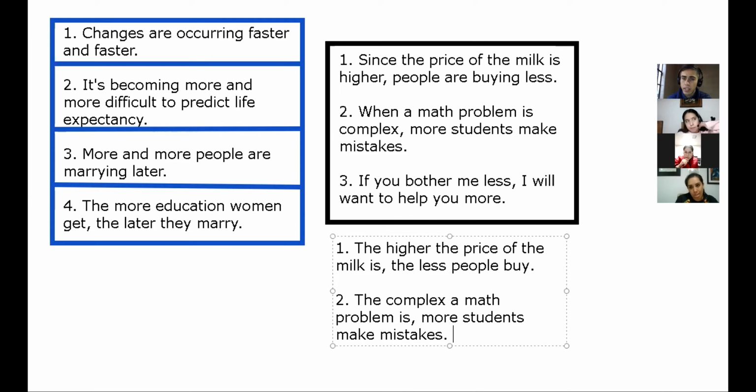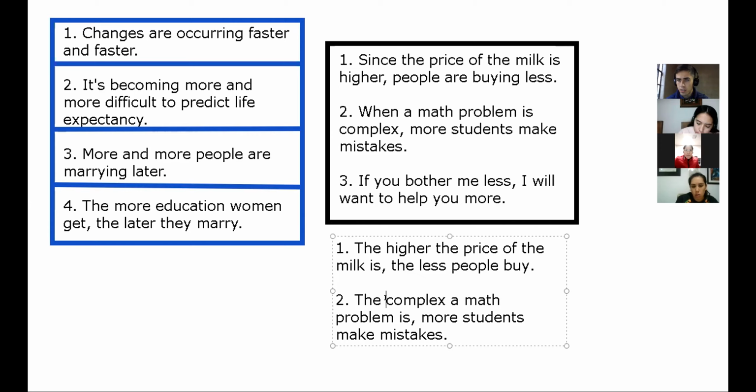What is the adjective in number 2? Complex. Exactly. So we are using double comparatives. What do we need before complex? We cannot say complexer. We need to add a word before complex. Okay, these sentences are cause and effect. The complex math problem is a cause.